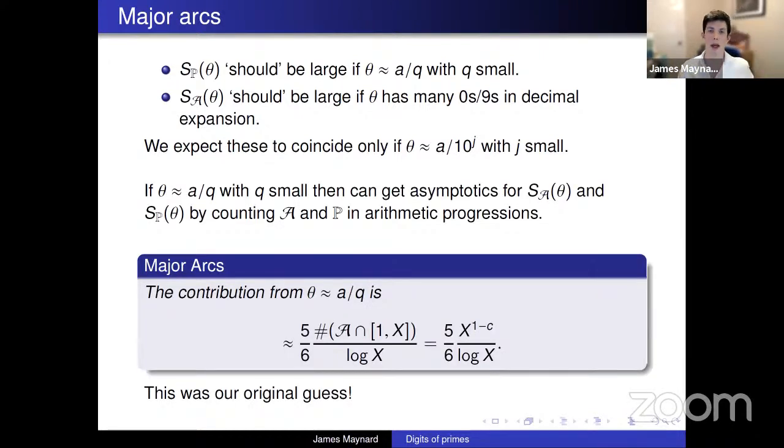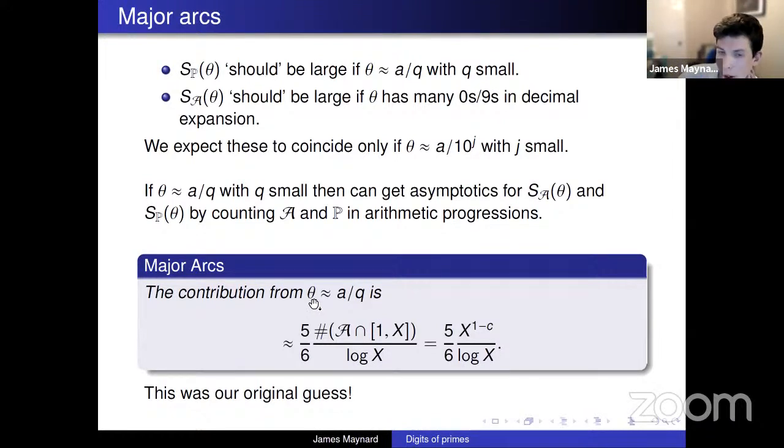And you can therefore look at these structured points, where you're close to rationals with small denominator, which is a power of 10, and understand the Fourier transform on these points by understanding the underlying set in arithmetic progressions. So this is a not too complicated arithmetic counting problem. And it turns out that if you just concentrate on points theta which are close to a rational with small denominator, you can get an asymptotic formula for this contribution.